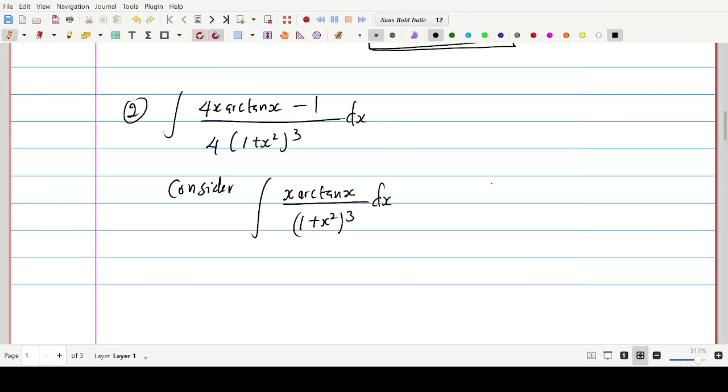Now, this can be arranged as the integral of x over 1 plus x squared to the power 3, multiplied by arctan of x dx. Now, what we shall do is use the integration by parts formula, because if you observe carefully, this is a product. Can you see that? The product. So on using integration by parts, most times you choose the function that simplifies easily on differentiation. That is what you choose as your u.